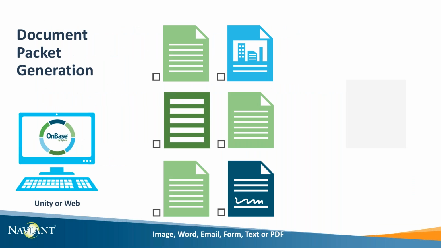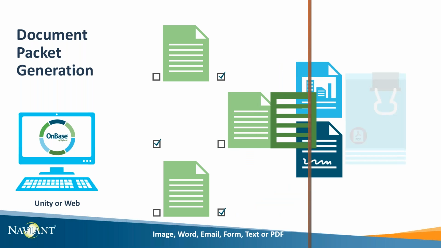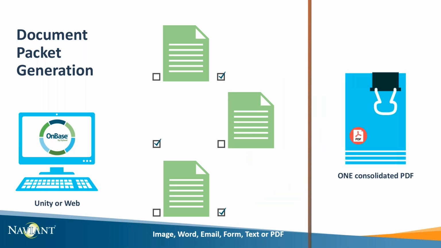So again, that document packet generation interface is going to allow the user to view all of those documents that have been qualified, whether that's from a template or in an ad hoc fashion. And the source documents could be, as I mentioned before, Microsoft Word documents, images, emails, electronic forms, text documents, or even PDFs. And by the way, this all works inside of the Unity client or the web client, either or. The user can then select which documents they want to be included within that packet, and then they're ultimately rendered as that single consolidated PDF document.